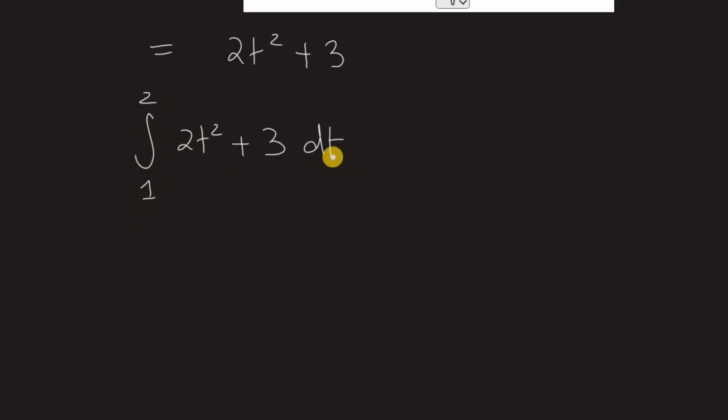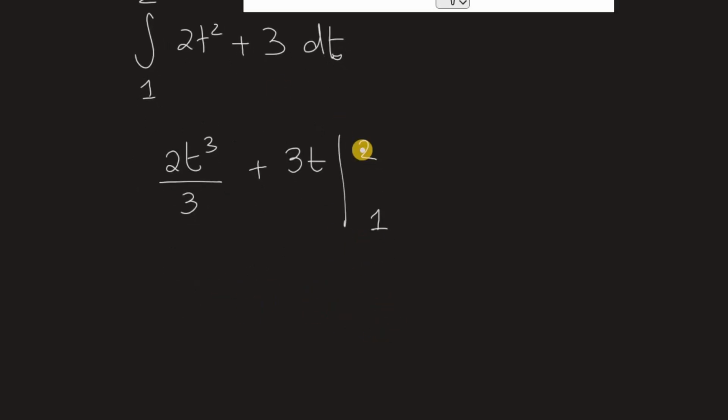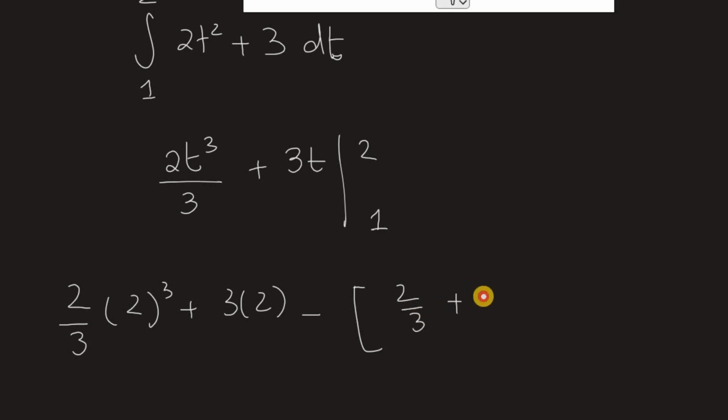Okay, so we are integrating with respect to dt, which means here this is t squared, right? So we're going to add 1 to it and then divide it by this 3. And it's a constant, so we're going to put a t in front of it. Now we are going to solve this by plugging in 2 and 1. So first let's go ahead and plug in 2 inside this equation. Okay, and I'm going to subtract it by plugging 1 in this equation.